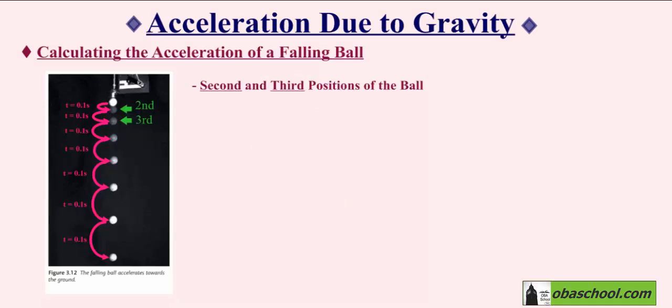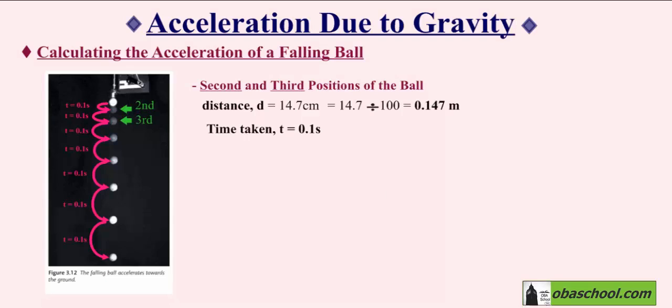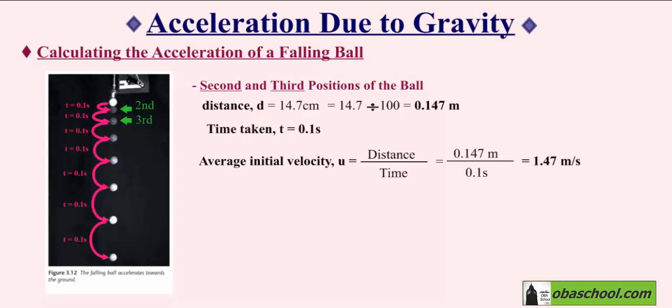Now let's start with the second and third positions of the ball. The distance from the book, we get, is d equals 14.7 centimeters. Now we convert this to meters by dividing by 100, so it becomes 0.147 meters. The time taken is 0.1 seconds, so the average initial velocity u equals the distance over time, which is equal to 0.147 meters over 0.1, equal to 1.47 meters per second.